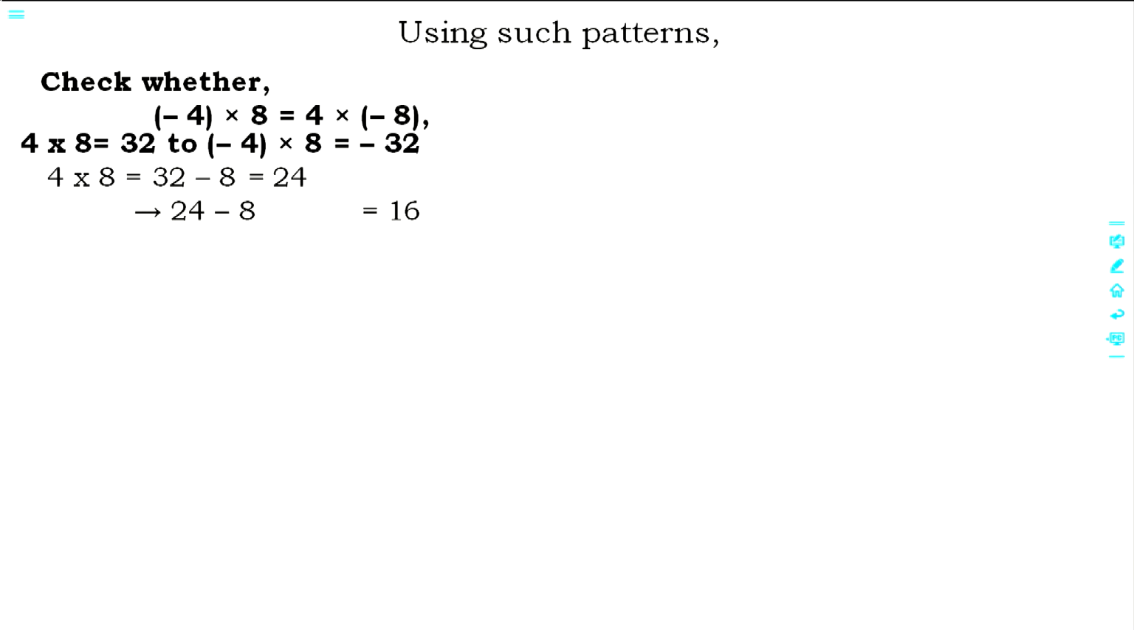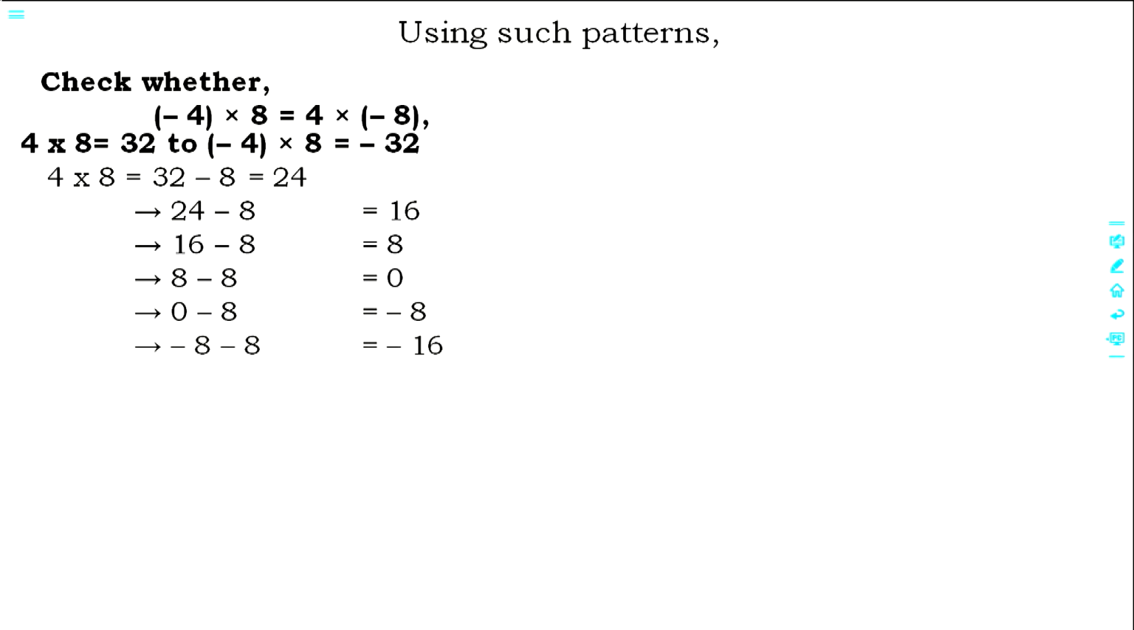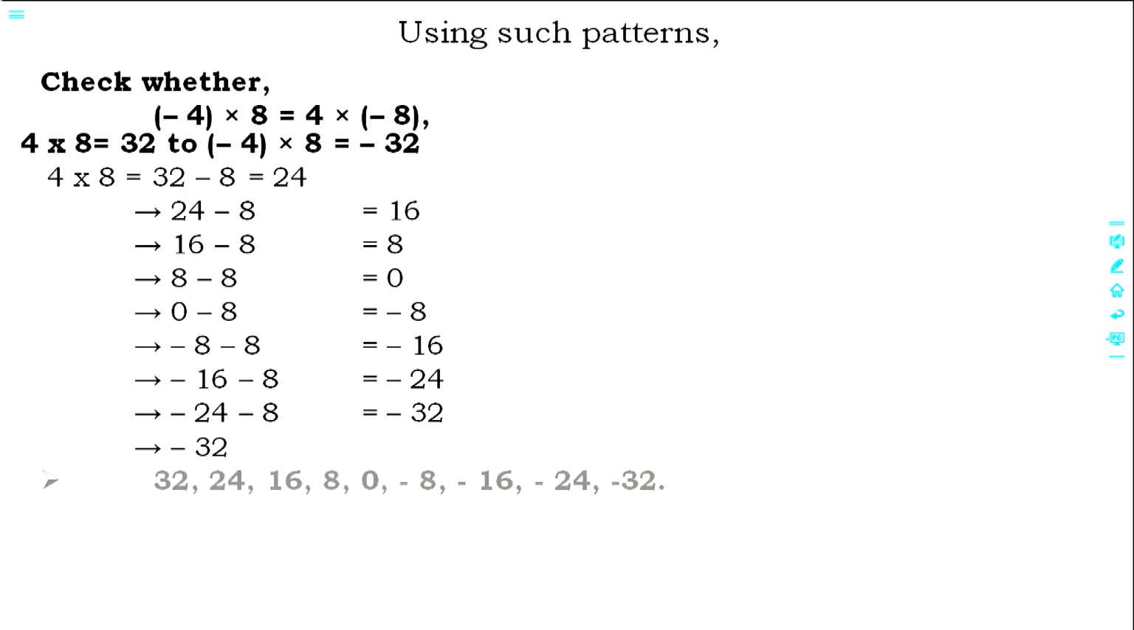Next, what is the pattern? 24 minus 8, observe the pattern here. That is 16. 16 minus 8 is 8. 8 minus 8 is 0. 0 minus 8 is minus 8. Minus 8 minus 8 is minus 16. Minus 16 minus 8 is minus 24. Minus 24 minus 8 is minus 32. The pattern is 32, 24, 16, 8, 0, minus 8, minus 16, minus 24, minus 32.